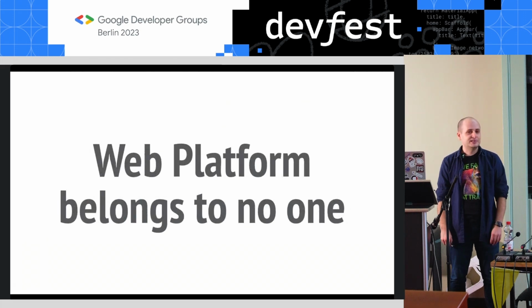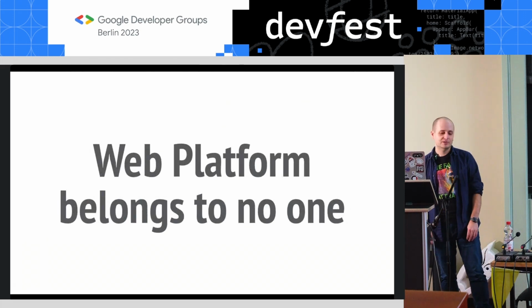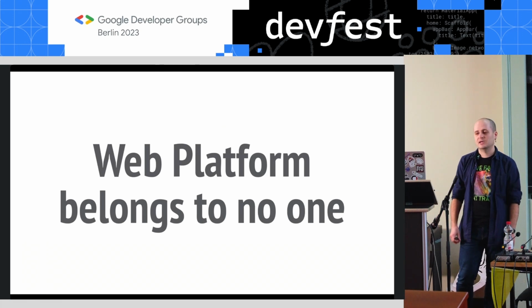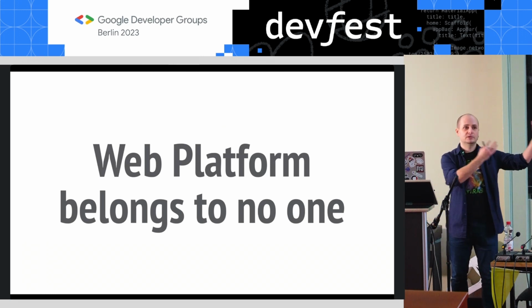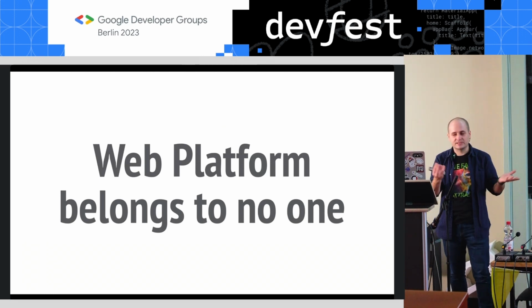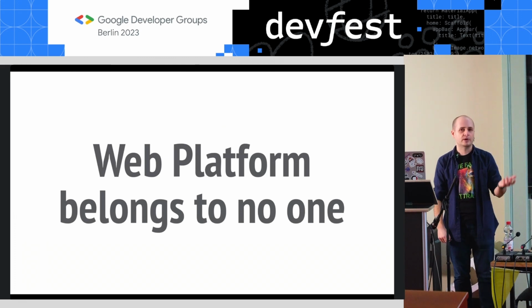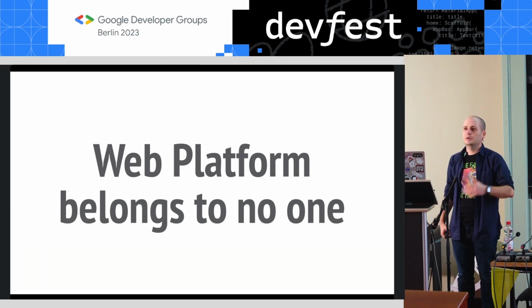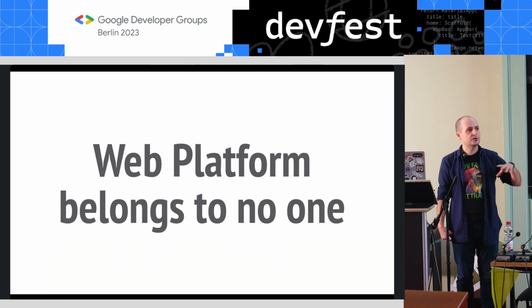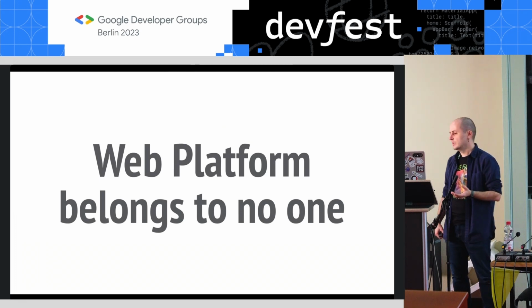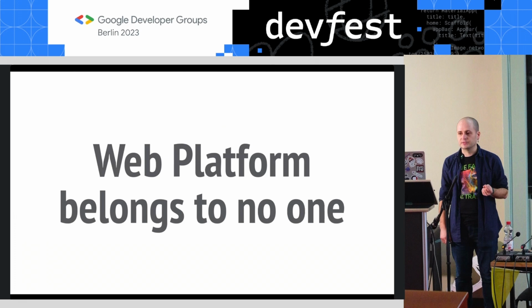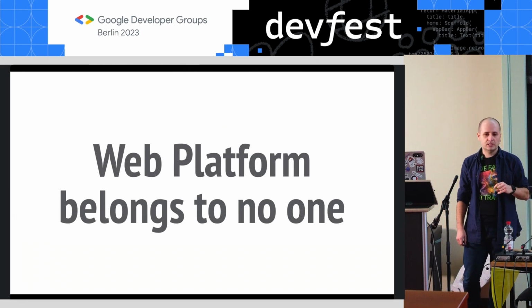I'm going to start with this bold statement: the web platform belongs to no one. I'm not sure about you, but it sounds kind of sad, right? When we think about Android, for example, we know this platform belongs to Google. The same goes for iOS and macOS. They belong to Apple. There are many other platforms, and not many of them belong to no one, to be honest. The web is one of the few examples, and I would say it's a good thing.